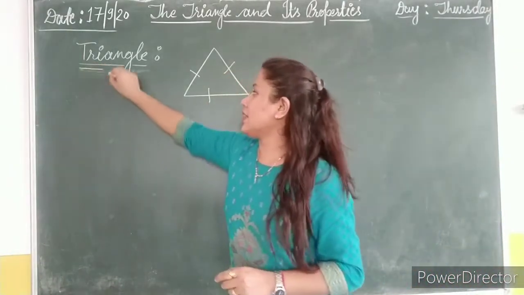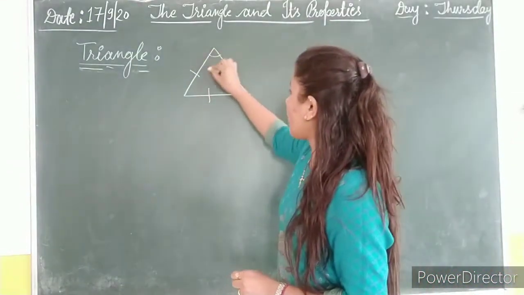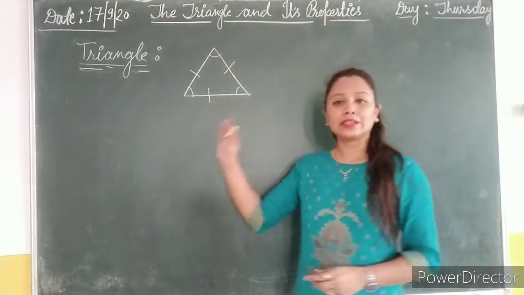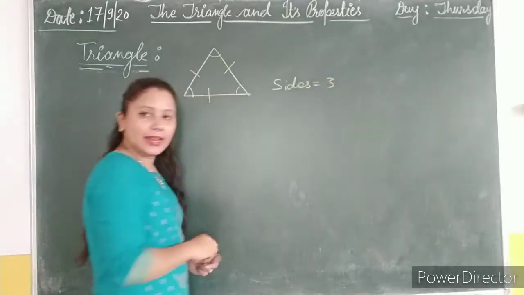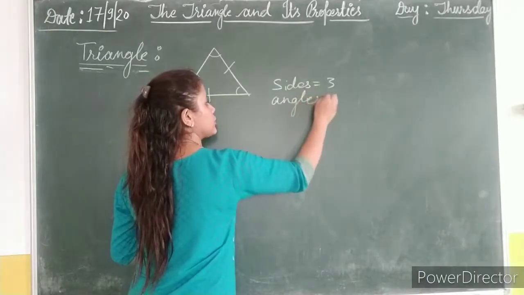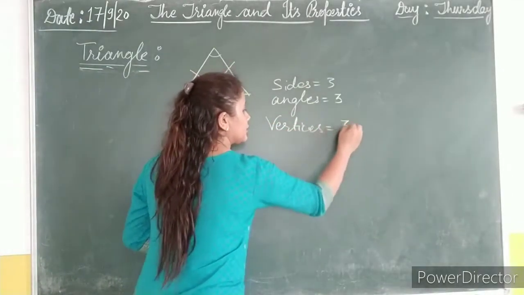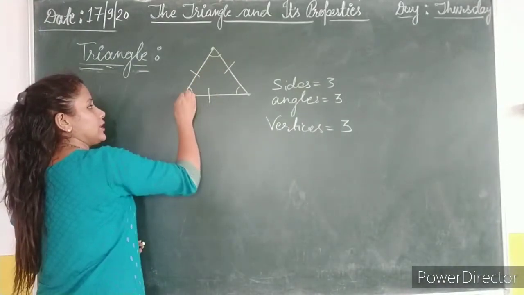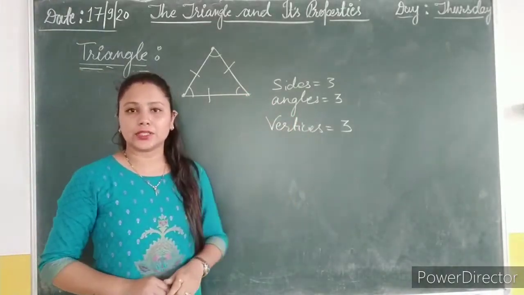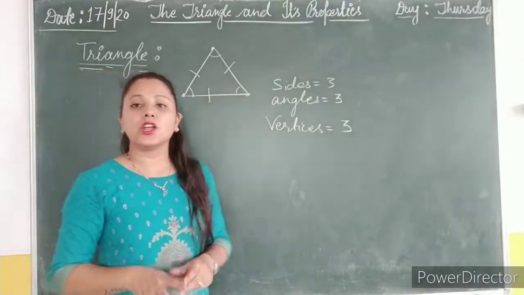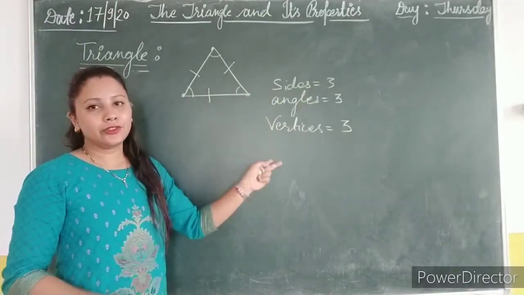So here triangle has three sides and three angles. So here is your angle number 1, 2, and 3. So that is your triangle. Number of sides is equal to 3, and number of angles is also equal to 3. And number of vertices is also 3. That is your first vertex, second and third. So in a triangle we have 3 sides, 3 angles and 3 vertices. A triangle is a polygon, a closed figure made by 3 line segments.